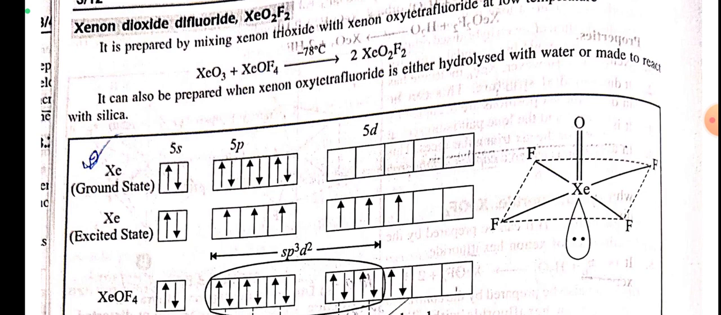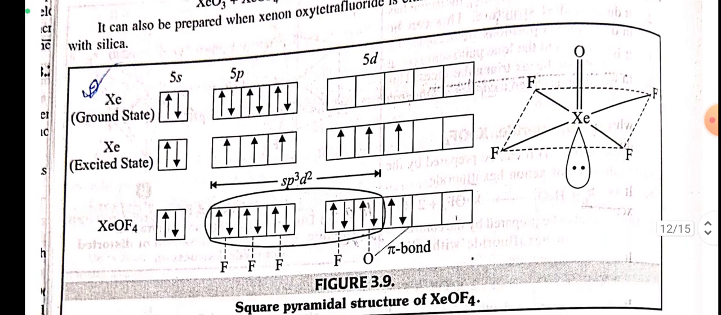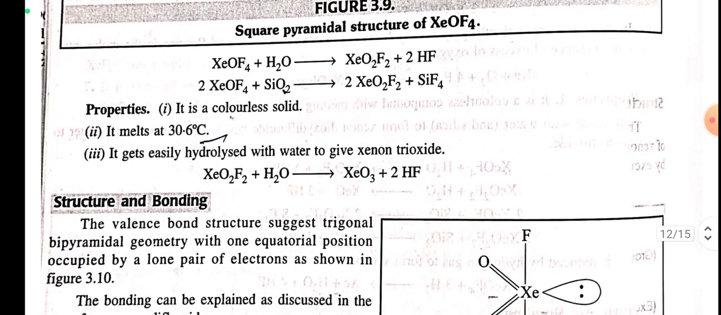Xenon dioxide difluoride. It is prepared by mixing xenon trioxide with xenon oxytetrafluoride at low temperature. It can also be prepared when xenon oxytetrafluoride is either hydrolyzed by water or made to react with silica. It is a colorless solid. It melts at 30.6 degrees Celsius. It gets easily hydrolyzed with water to give xenon trioxide.